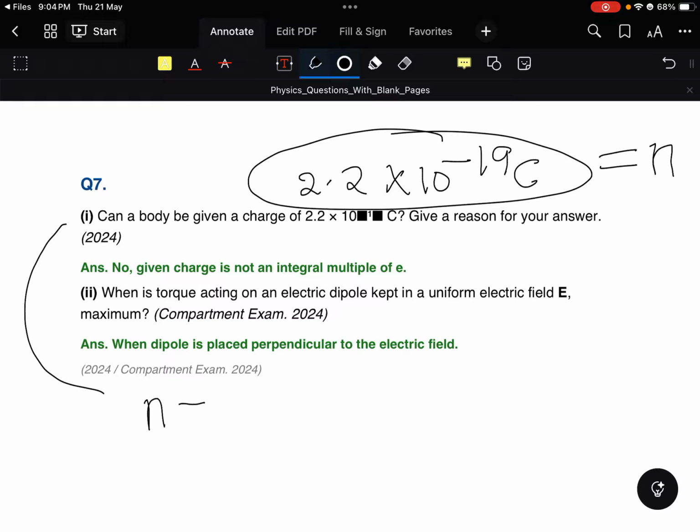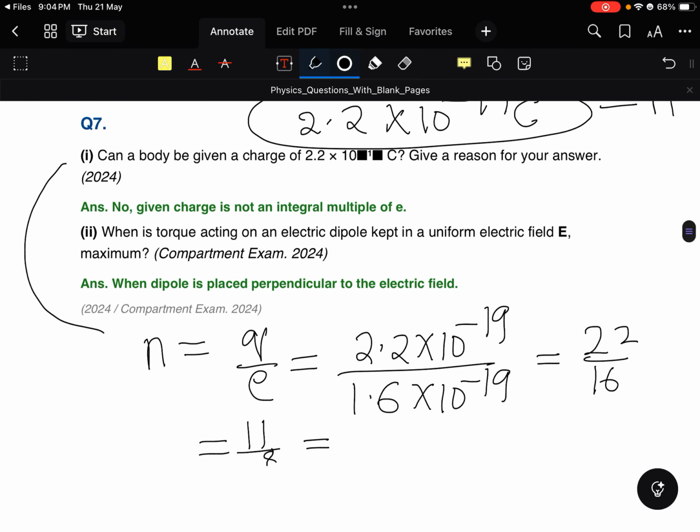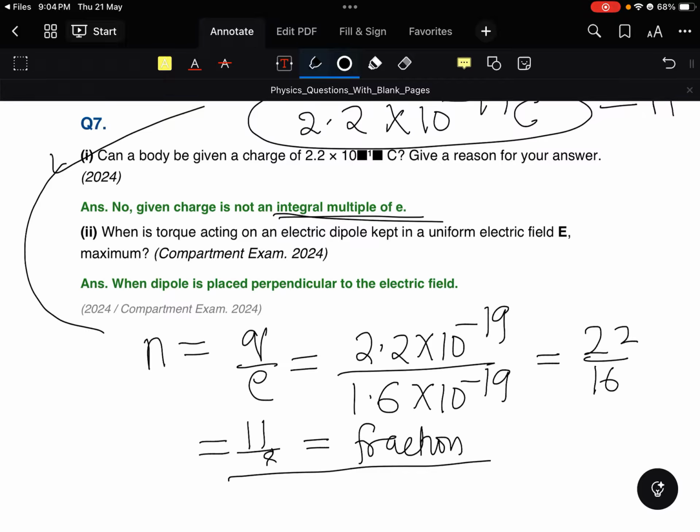So how will you find? So N equals to Q upon E. So Q is given 2.2 into 10 power minus 19, and E is 1.6 into 10 power minus 19. So it is 22 upon 16, that is equals to 11 upon 8. It comes out in fraction number. It is clear. So this value of charge cannot be given to any body, because number of electrons which are equivalent to this value of charge comes out in the fraction. It is clear. So charge cannot be given. Integral multiple means whole number multiple.